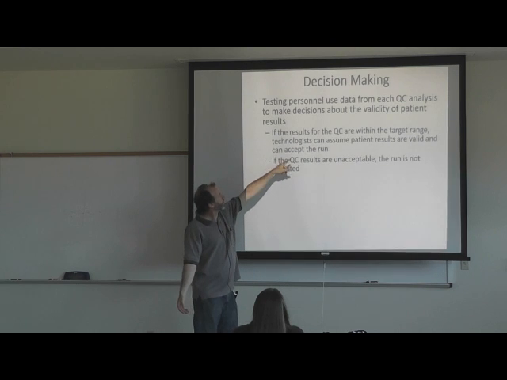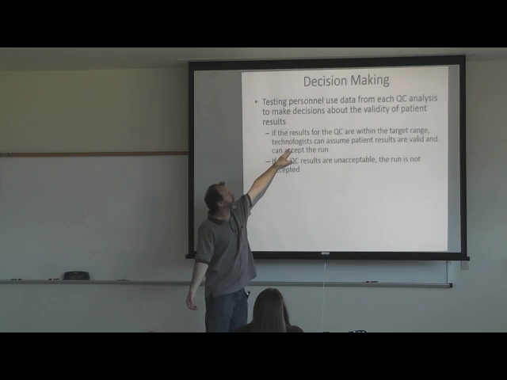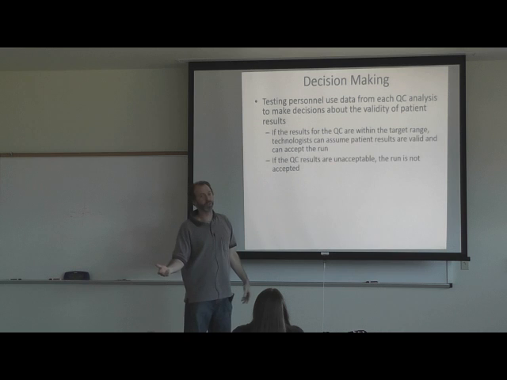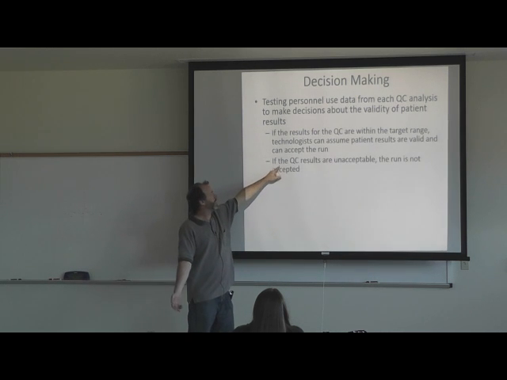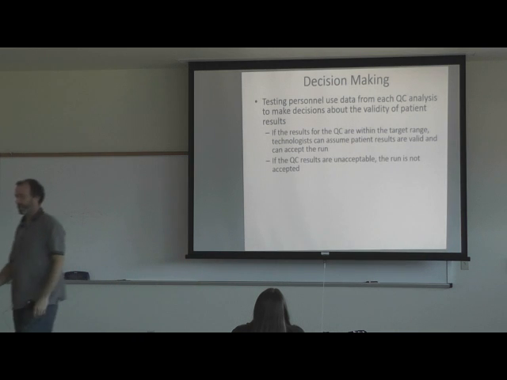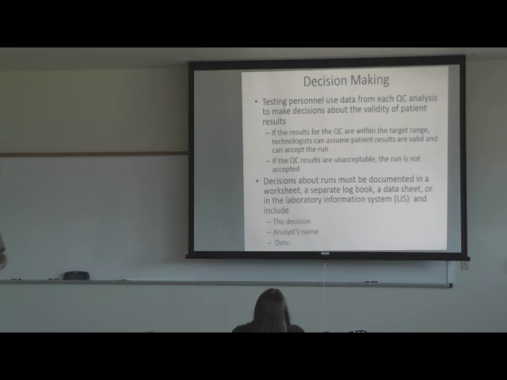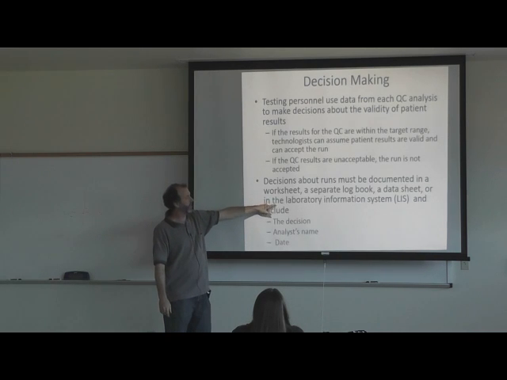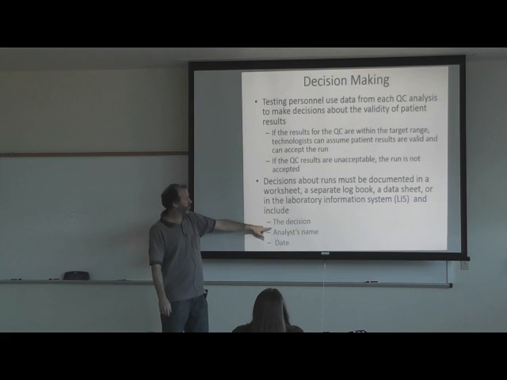So if the QC results are within the target range, you can assume the patient results are going to be valid also and accept the run. If the QC results are unacceptable, the run's not accepted, right? So decisions about runs must be documented in a worksheet, separate logbook, a data sheet, or in the laboratory information system, and include the decision, the analyst's name, and the date.